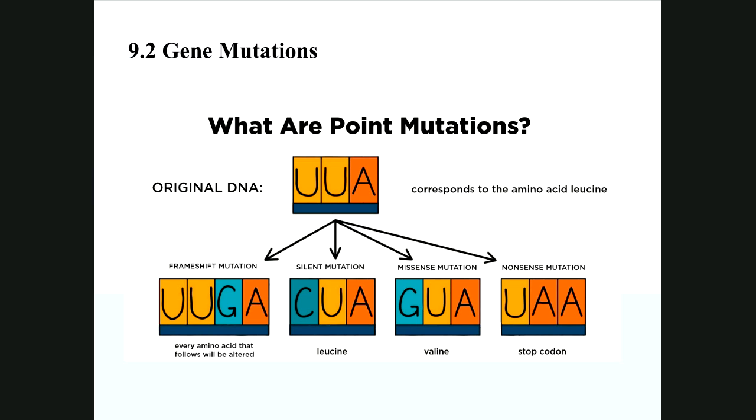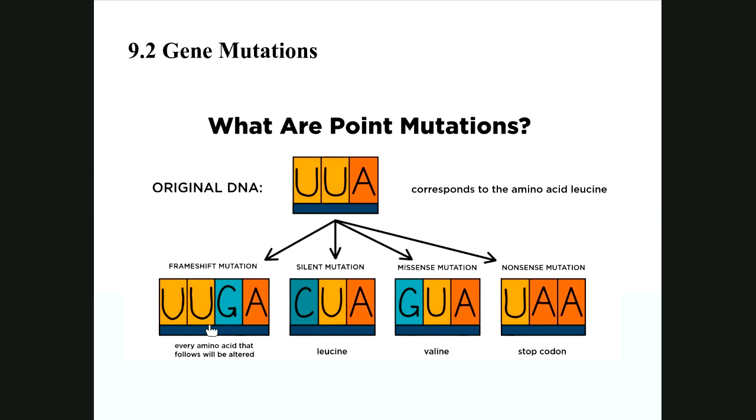Okay, so let's say, for example, the mutation was a frame shift mutation that added this extra G in here. So instead of UUA, we have UUGA. That is a really bad mutation because we've put an entirely new letter in. We've shifted all the other ones down and stuck a new one in. So that's called a frame shift.